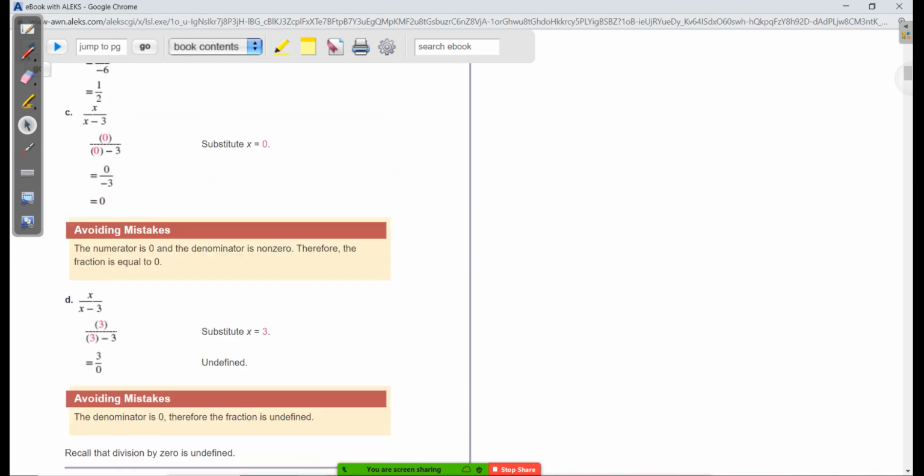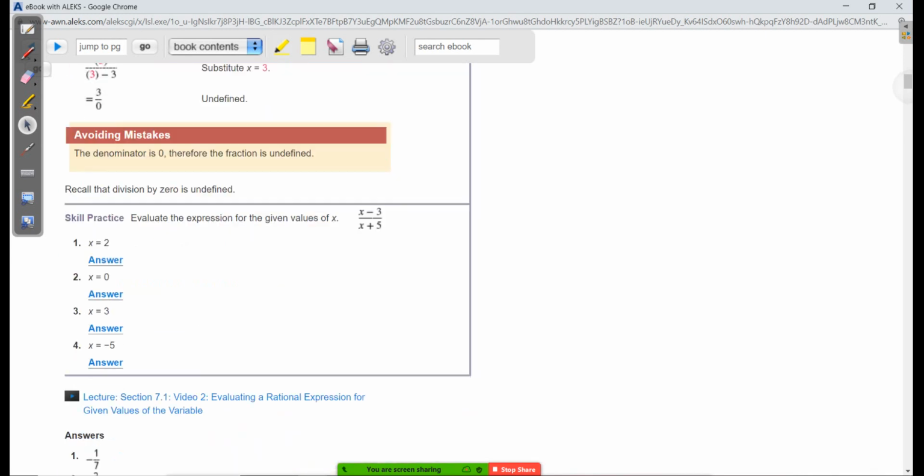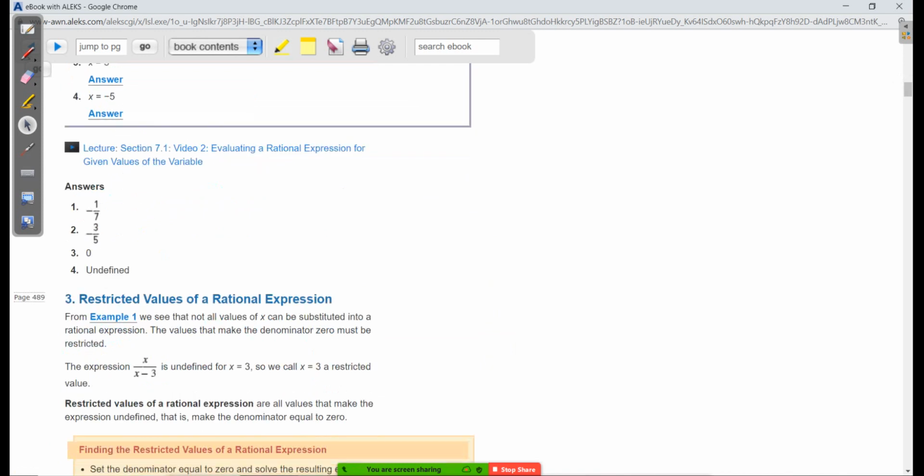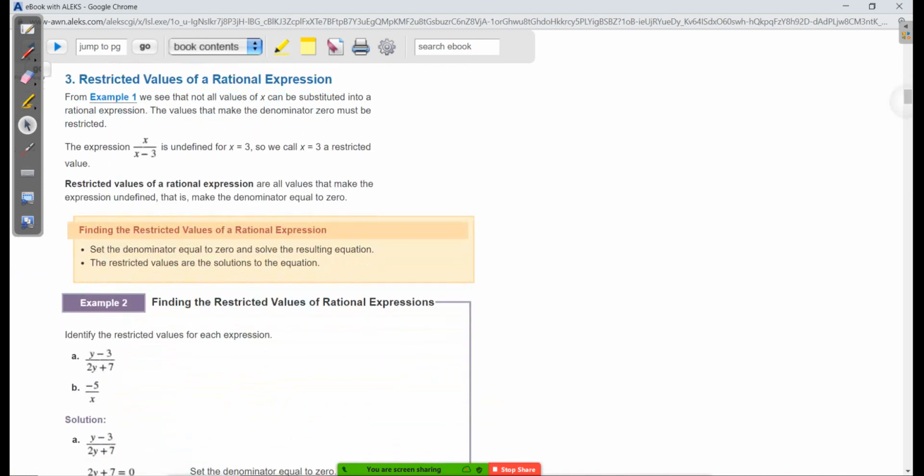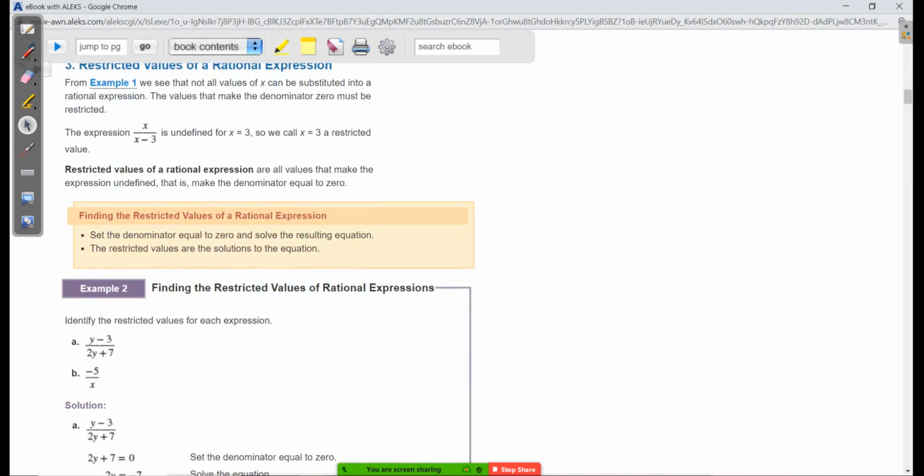Remember this, we see the avoiding mistakes, and we did that. Restricted value.